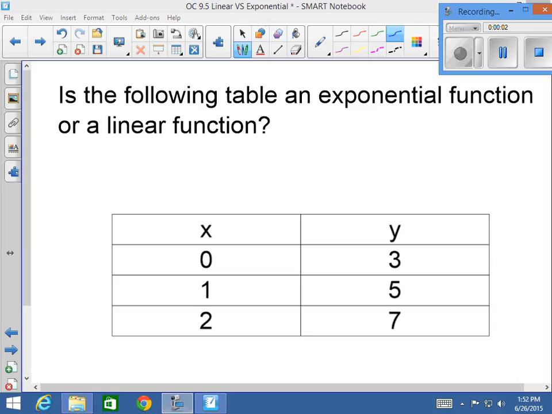Is the following table an exponential function or a linear function? Again, in order to do that, you gotta figure out, is it an arithmetic sequence or a geometric sequence? To do that, we start at the bottom of the table.